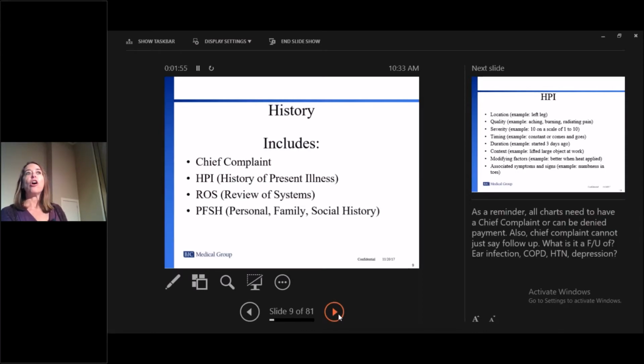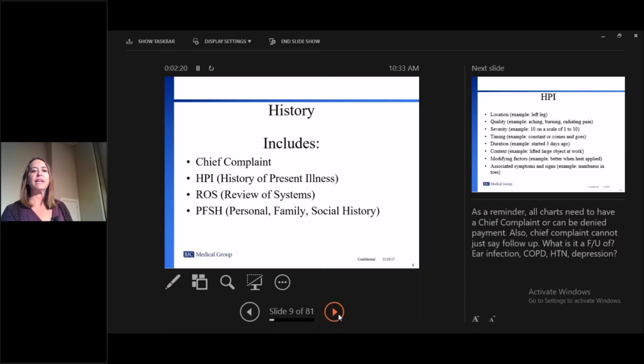As a reminder, all charts need to have a chief complaint or else insurance can deny your payment. Also, chief complaint cannot just say follow up. What are you following up on? Are you following up on your hypertension? Now, your staff does not need to put in following up on hypertension, following up on diabetes. One thing is fine, but you have to have something in there. And then obviously, if they had a sore throat, that would be an appropriate chief complaint.